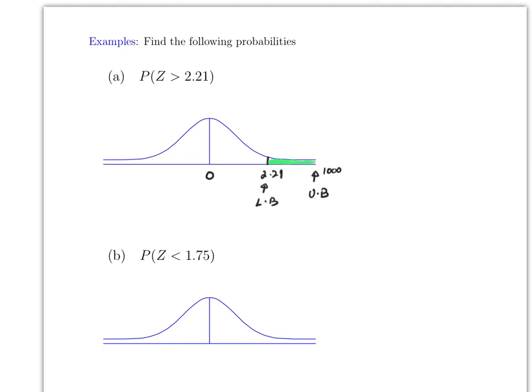Therefore, if you want to use a calculator, you will have to go first to second. I will demonstrate this in a second. And then go to variables. And then you're going to select number 3, which is normal CDF. And then you're going to put the lower bound first, which will be 2.21. And then the upper bound, which will be 1000.